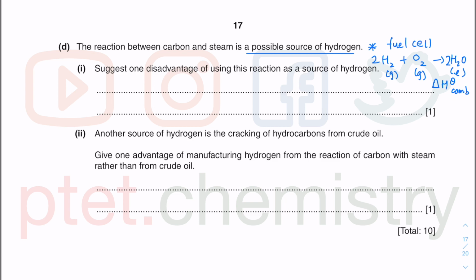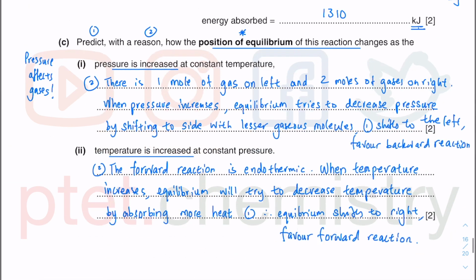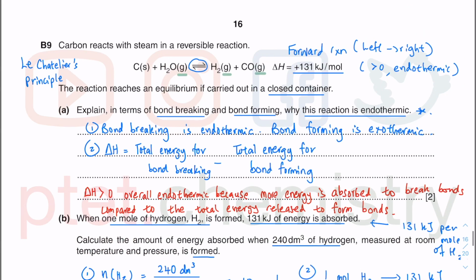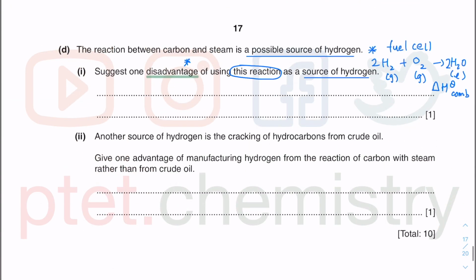However, this question is not asking you on advantage, it's asking you on disadvantage. So what can I say about the disadvantage of using this reaction as a source of hydrogen? Why is this reaction bad? It's not asking why the fuel cell has a disadvantage, but why this reaction between carbon and steam is quite bad. Well, if we look at the equation, yes, we get our hydrogen, but we also produce CO. And CO is a very poisonous and toxic gas, so this reaction produces carbon monoxide as well. In particular, it produces a toxic gas.